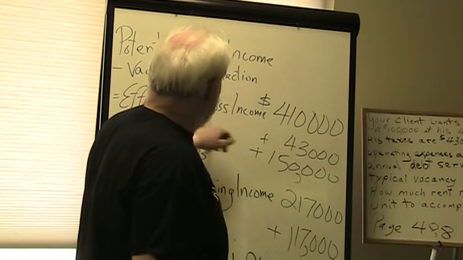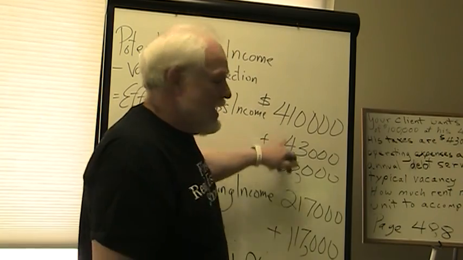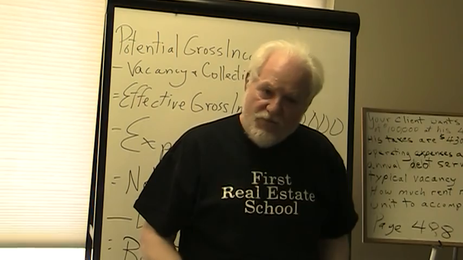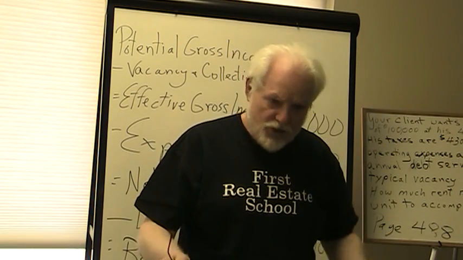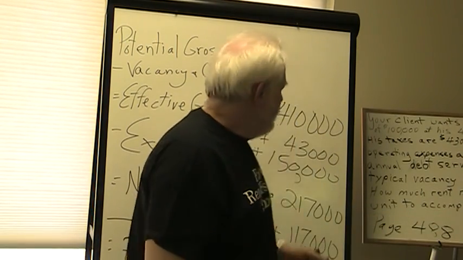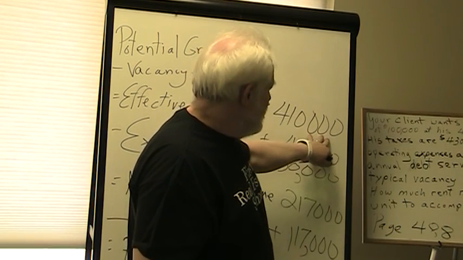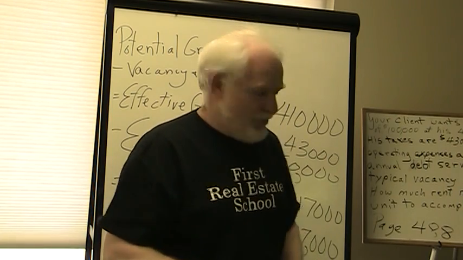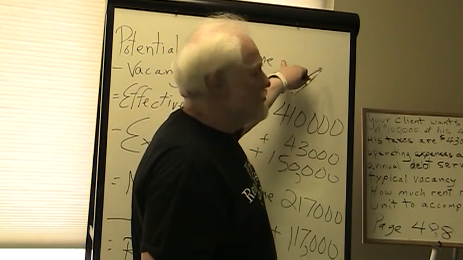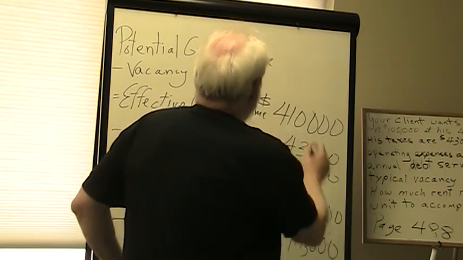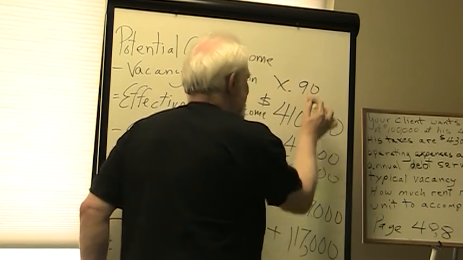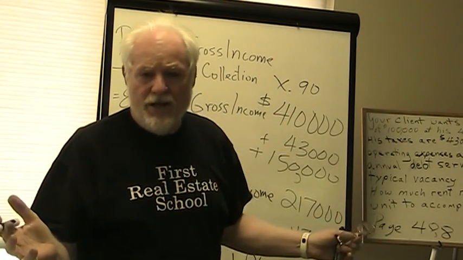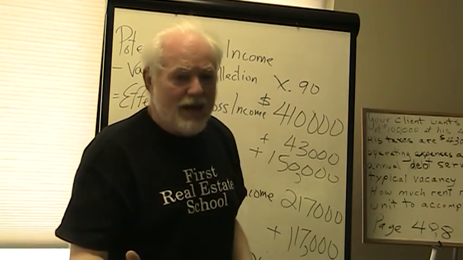Now, the effective gross income, it tells us in the question that we have a 10% vacancy, usually, most of the time, around town. So we have a 10% vacancy. So we're not going to get 100% of this money. We're only going to get 90% of it. If we knew the potential gross income, which we don't, and we times it by 0.90, that would give us $410,000.